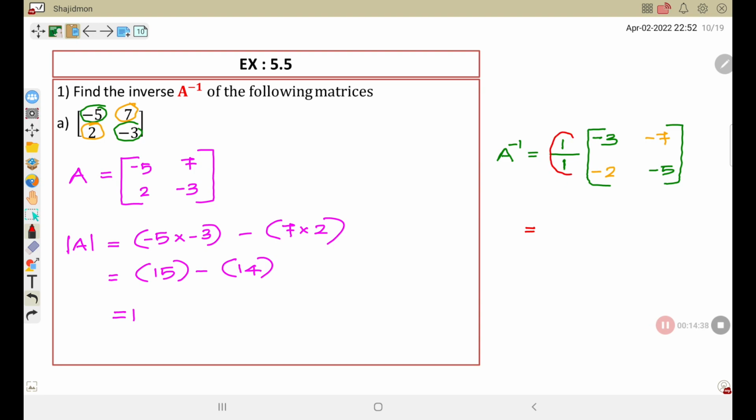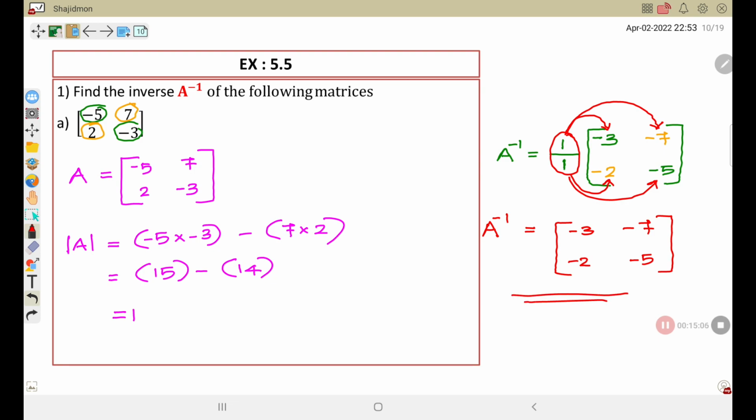We need to multiply this number with each number in the matrix. You know multiplication of a number with a matrix, correct? Here it is only 1 over 1, that is 1. So we get the same matrix as the answer: minus 3, minus 7, minus 2 and minus 5. So this is the A inverse matrix. A inverse equal to minus 3, minus 7, minus 2 and minus 5. It is easy to find the inverse of a 2 by 2 matrix. I hope it is clear how to calculate A inverse.